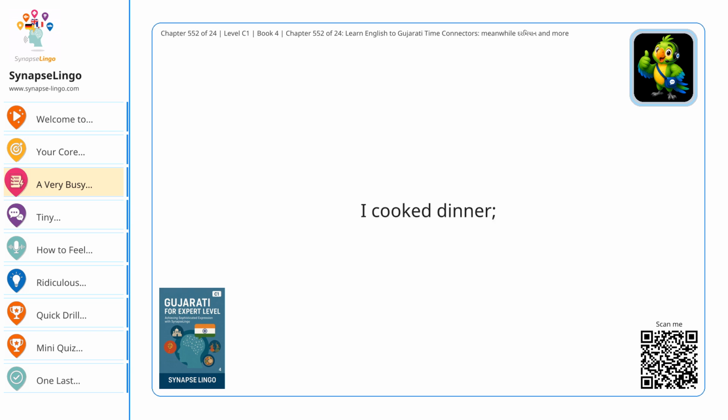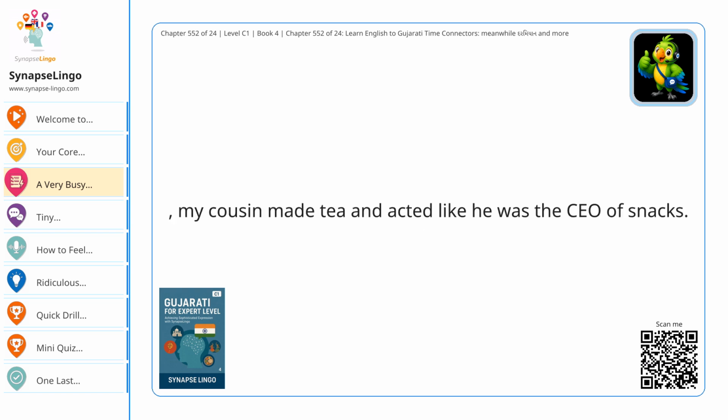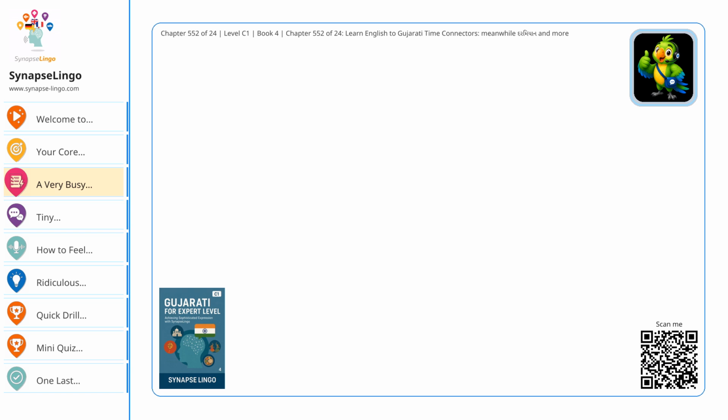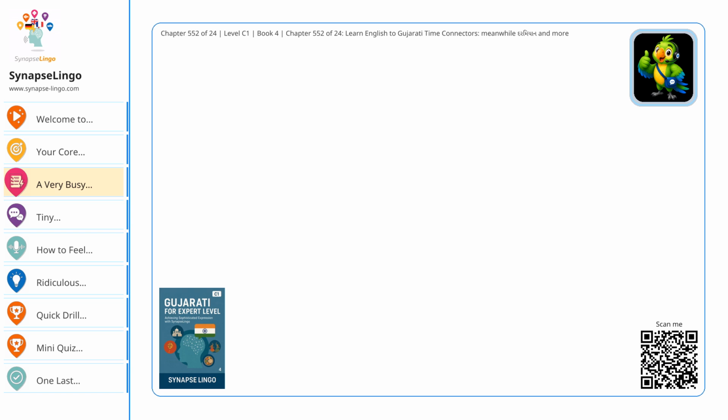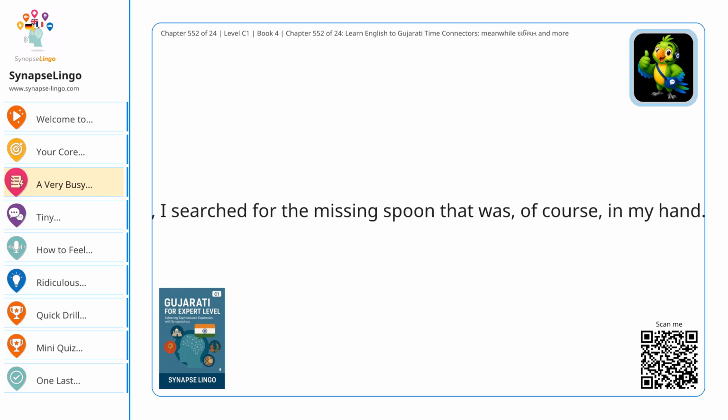I cooked dinner. દરમિયાન, She set the table. My brother washed the dishes. તેની સાથે સાથે, My cousin made tea and acted like he was the CEO of snacks. Then the toaster and the kettle beeped. એક સાથે, Which felt less like cooking and more like a small robot rebellion. The rice was still boiling. આ દરમિયાન, I searched for the missing spoon that was, of course, in my hand.